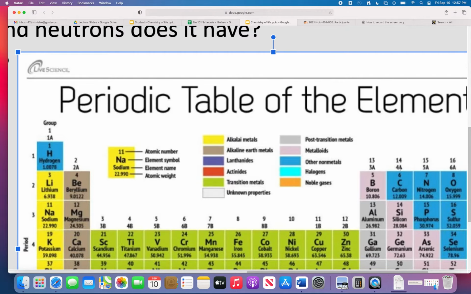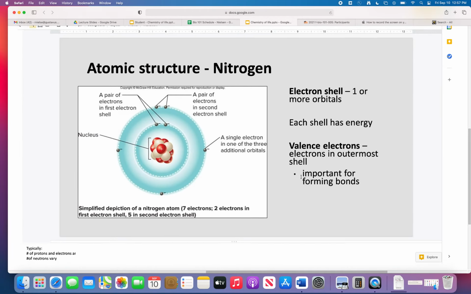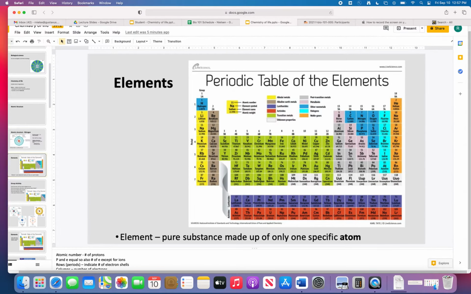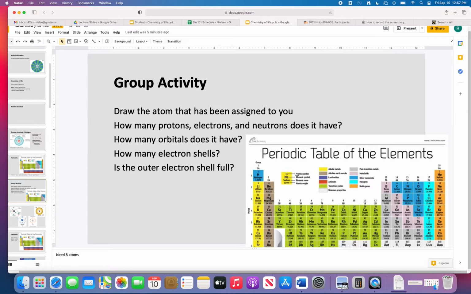So we have 6. We know that from our periodic table of elements here. What else did I ask you guys? What about electrons? Carbon group, how many electrons do we have? 6 as well, yep. So we're equaling out those charges between the protons and the electrons. And number of orbitals?